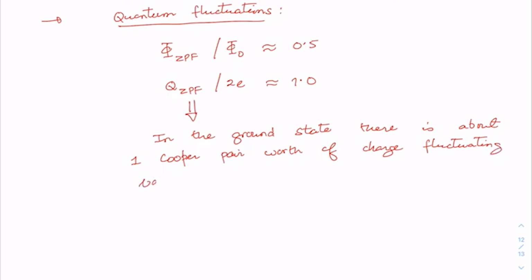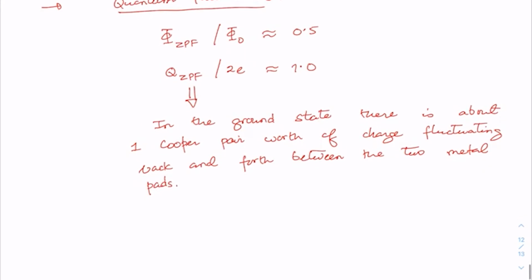So it means that in the ground state there is about one Cooper pair worth of charge fluctuating back and forth between the two metal pads, or the two islands.